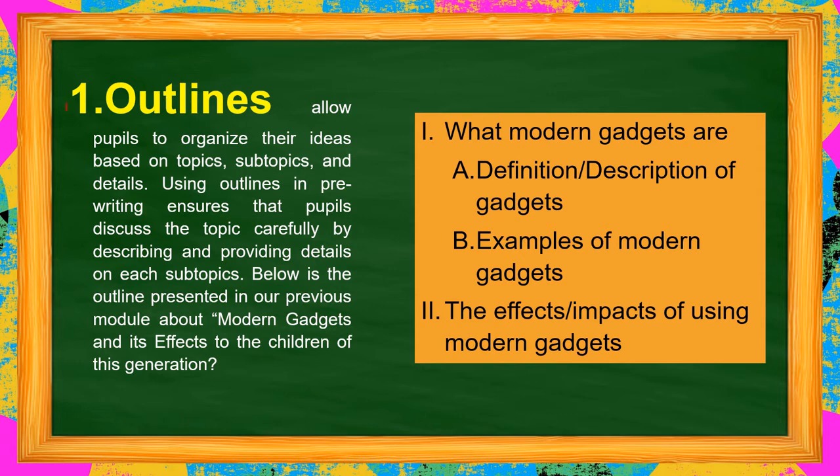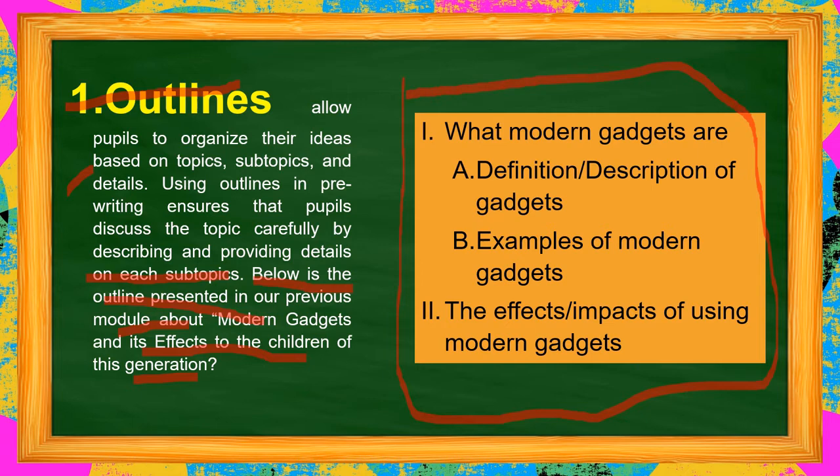First, we have the outlines. Outlines allow pupils to organize their ideas based on topics, subtopics, and details. Using outlines in pre-writing ensures that pupils discuss the topic carefully by describing and providing details on each subtopic. Here is the outline presented in our previous module about modern gadgets and their effects on the children of this generation. So this is an example of an outline.